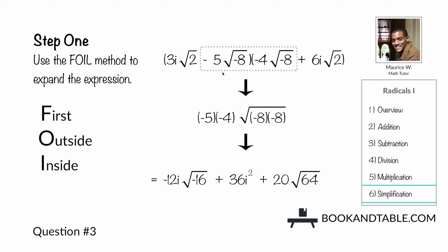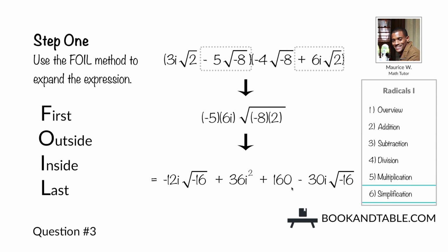Now we move to the second term, negative 5 radical negative 8, and you're going to multiply this times each term in this binomial. So I in FOIL stands for inside. Multiply this term times this term. Negative 5 times negative 4 gives you a coefficient of positive 20. Radical negative 8 times radical negative 8 gives you the square root of positive 64. The square root of 64 is 8. 20 times 8 is 160.